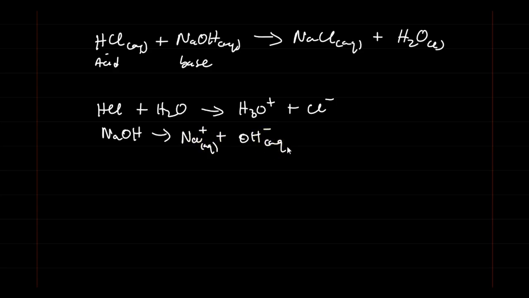Okay, so now you will notice that for my acid in solution, I have 1 mole of hydronium, and for my sodium hydroxide, I have 1 mole of hydroxide. So when my ratio of the HCl and the sodium hydroxide is 1:1, the ratio of the hydronium ion and the hydroxide ion is also 1:1.